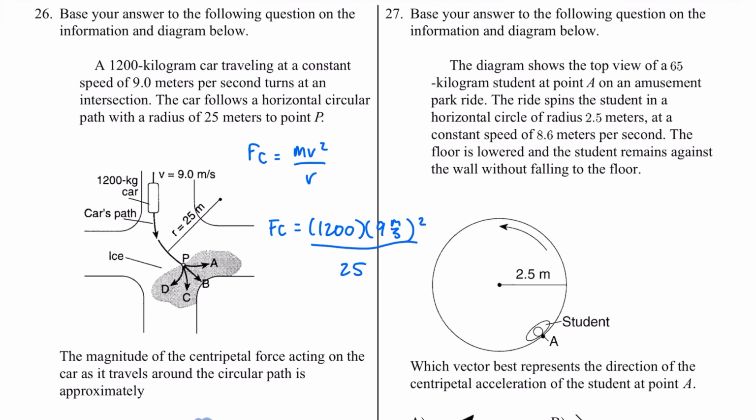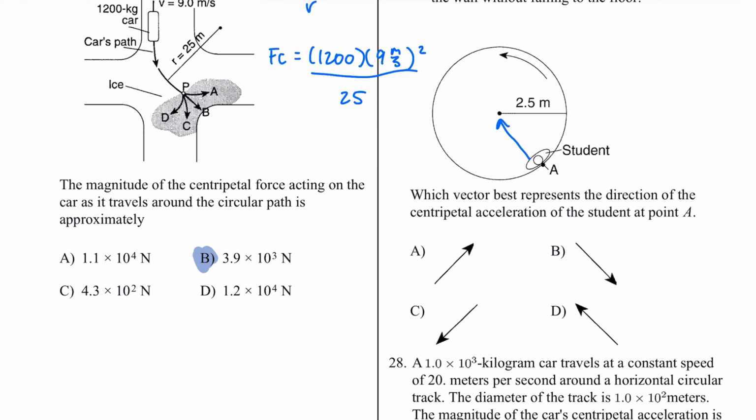Now 27. The diagram shows the top view of a 65 kilogram student at point A on an amusement park ride. The ride spins the student in a horizontal circle of radius 2.5 meters at a constant speed of 8.6 meters per second. The floor is lowered and the student remains against the wall without falling to the floor. Which vector best represents the direction of the centripetal acceleration of the student at point A? So remember, centripetal acceleration points towards the center. So if the student is here, then the acceleration would be going towards the center, just like this. So our answer is going to be D.